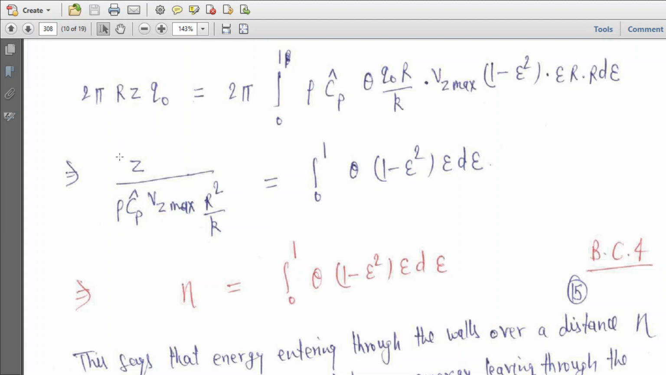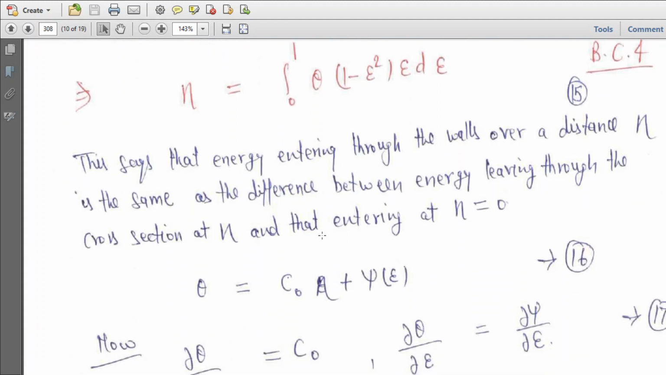So this entire expression is the expression of eta, the non-dimensional distance. So eta equals integral 0 to 1 of theta (1 minus epsilon square) epsilon d epsilon. This is boundary condition 4. What I say is that the energy entering through the wall over a distance eta is the same as the difference between the energy leaving through the cross section at eta and that entering at eta equal to 0.